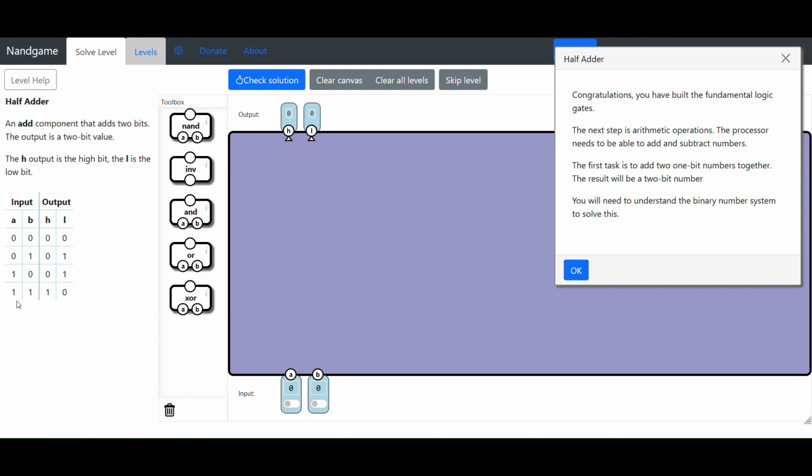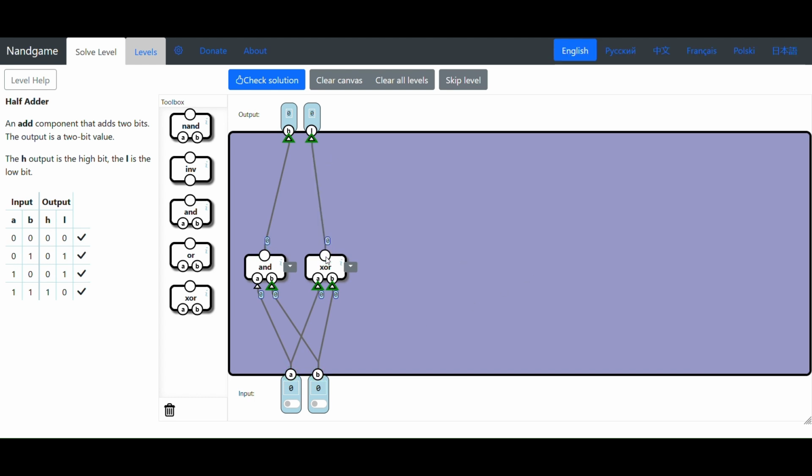Let's see. So we can see that this is only on when both of our inputs are on, which would signify an AND gate. So let's start with that here. And yep, that works there. And then we have our low bit, which is only on when only one of our inputs is on, which would signify an exclusive OR gate. So let's get that in here as well. And there we go. Simple enough.